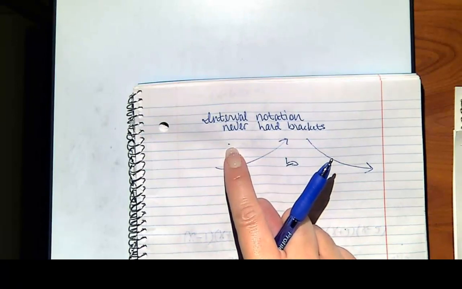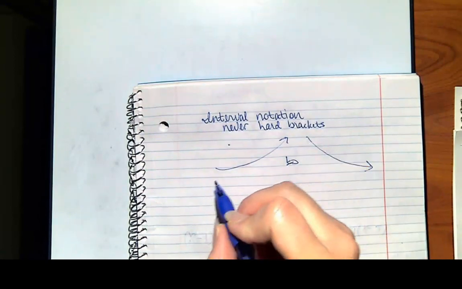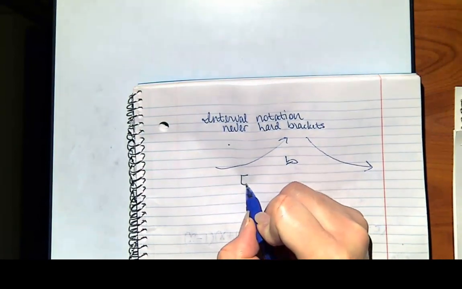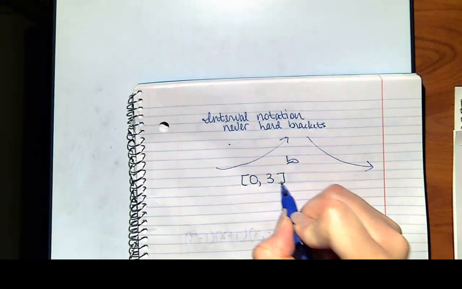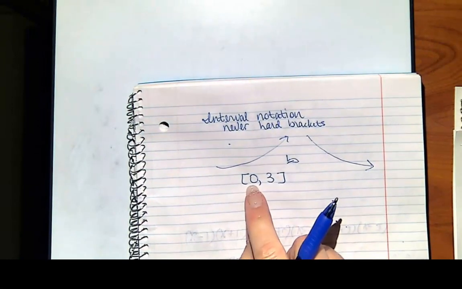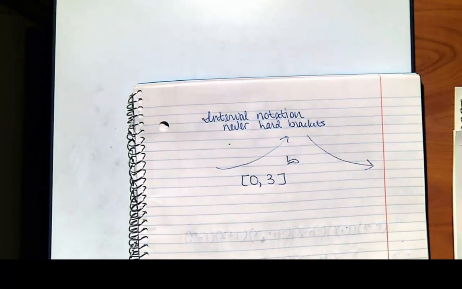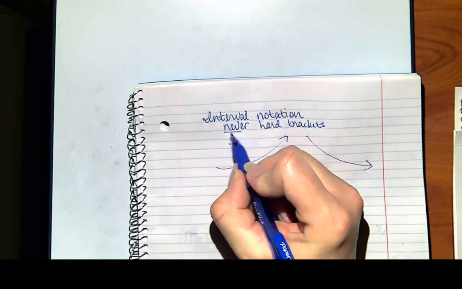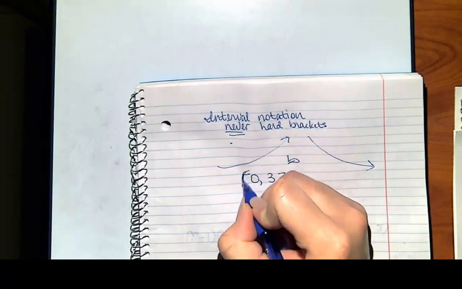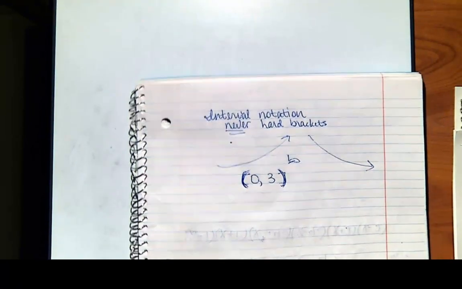You have to tell me what the function is doing. So if you tell me that something is increasing from like 0 to 3 and you use hard brackets, then you're telling me that 0 itself is going up or down. And it can't do that. A single point cannot go up or down. So you never use hard brackets. You only use parentheses or soft brackets.